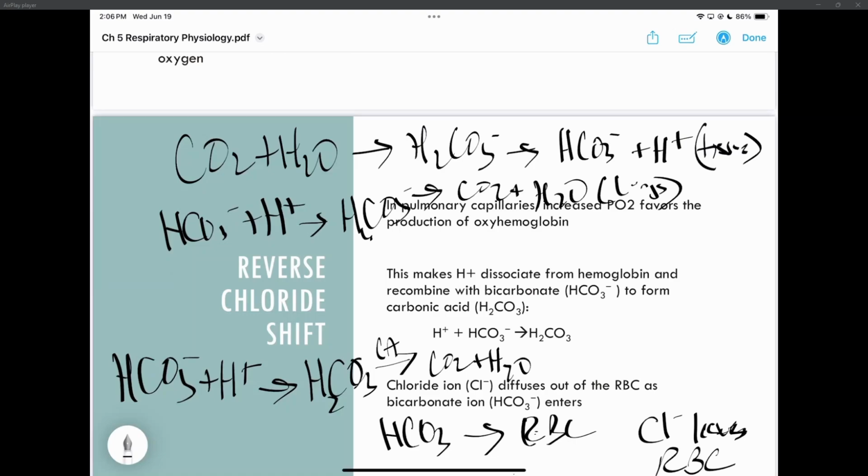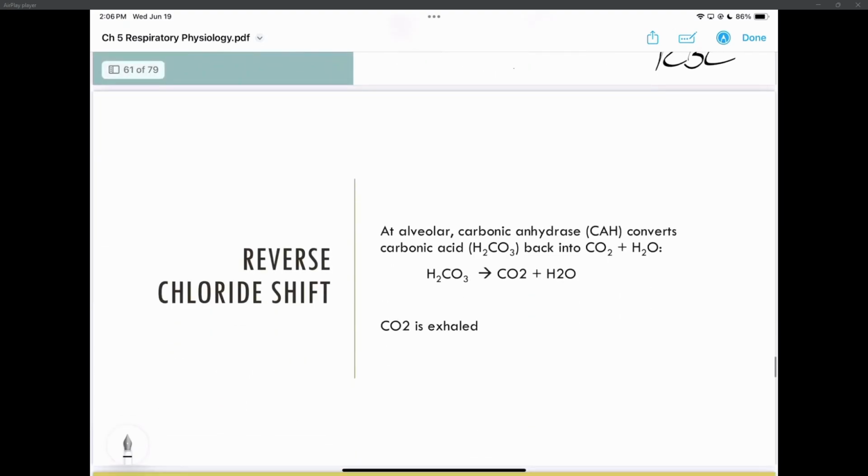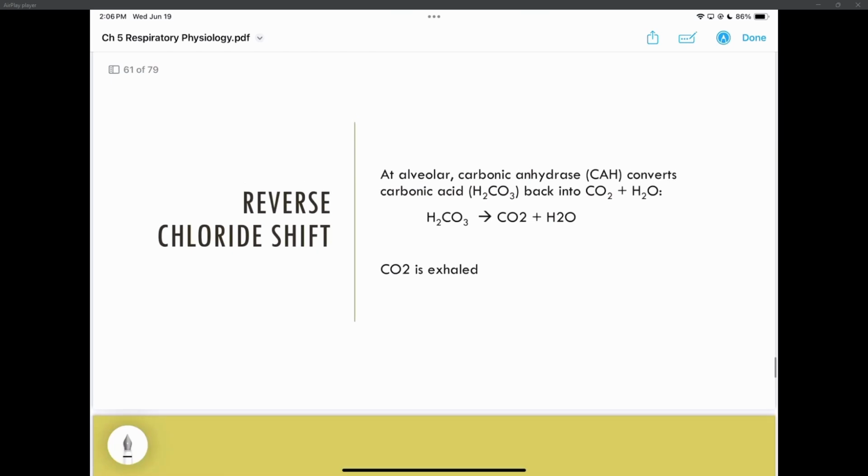Chloride shift in the tissues, reverse chloride shift in the lungs, so we can exhale the CO2 and get rid of it. So reverse chloride shift at the alveolus, carbonic anhydrase, the enzyme, converts carbonic acid back into CO2 and water, and we exhale the CO2. And that's how we can move chloride. The chloride shift occurs due to CO2 regulation.